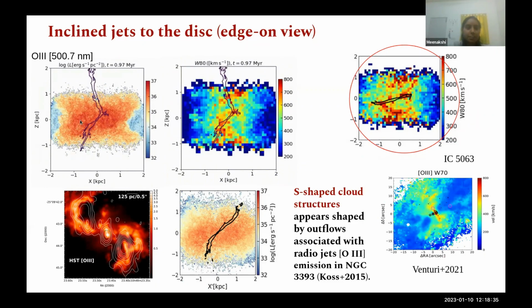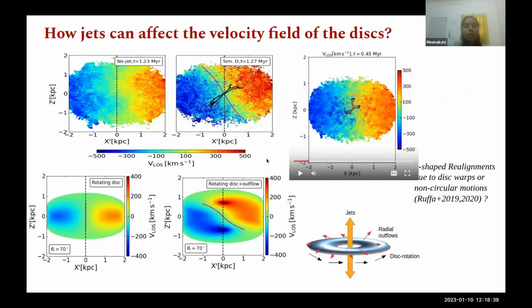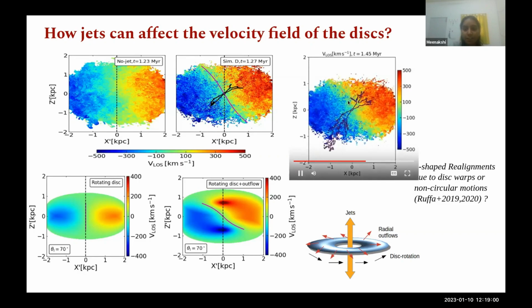And then later we also tried to understand how the presence of a jet can affect the symmetry of the projected velocity field of the disks. For that, you can see here that as compared to the no-jet case, in the jetted system we find this S-shaped realignment in the velocity. I will play this movie. You can see that with time, the central symmetry is broken, and there is an asymmetry in the zero-velocity centers in this region.